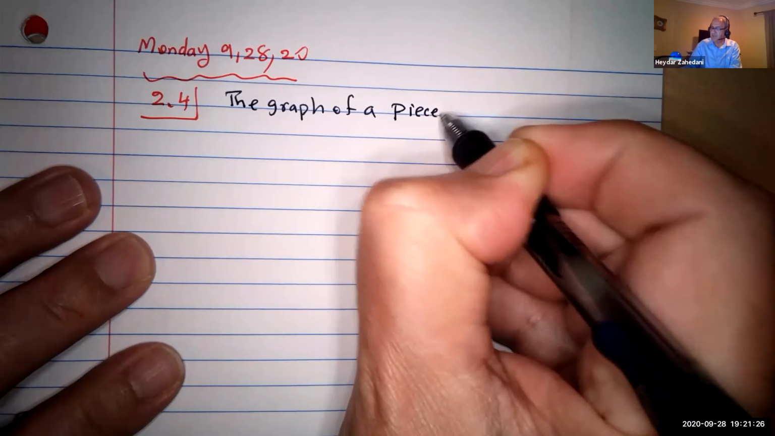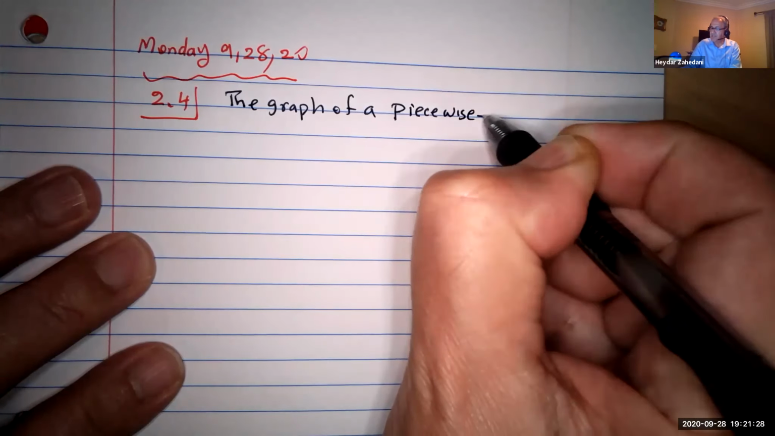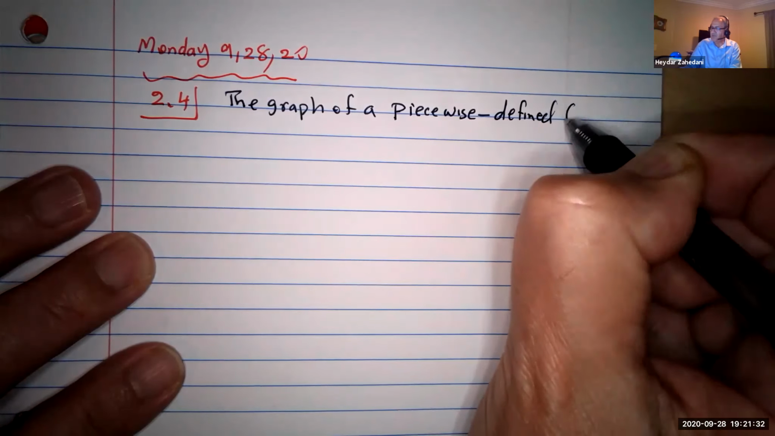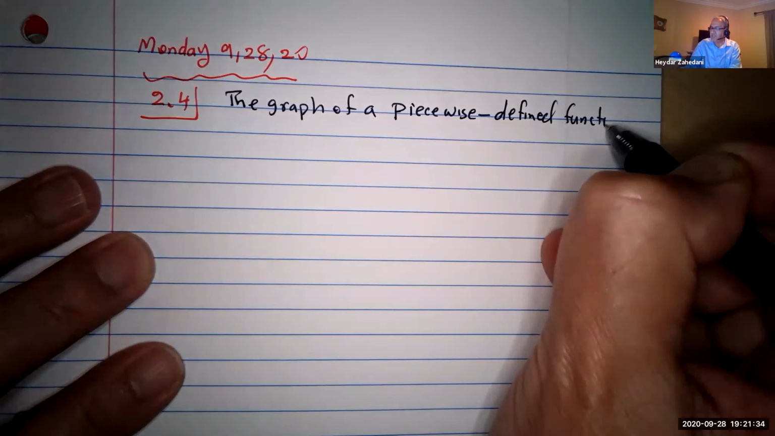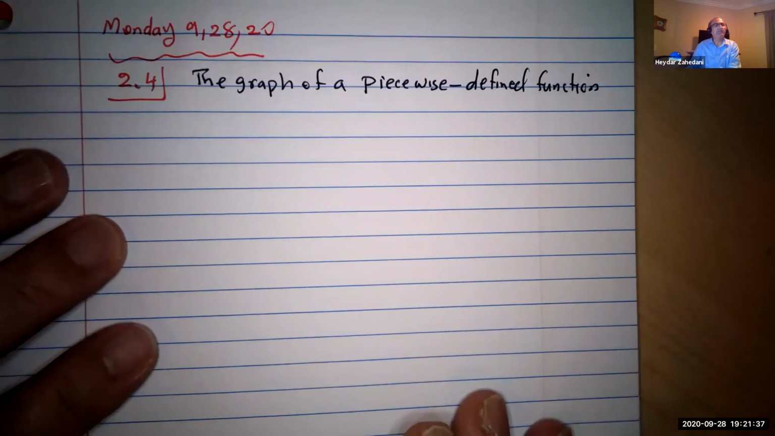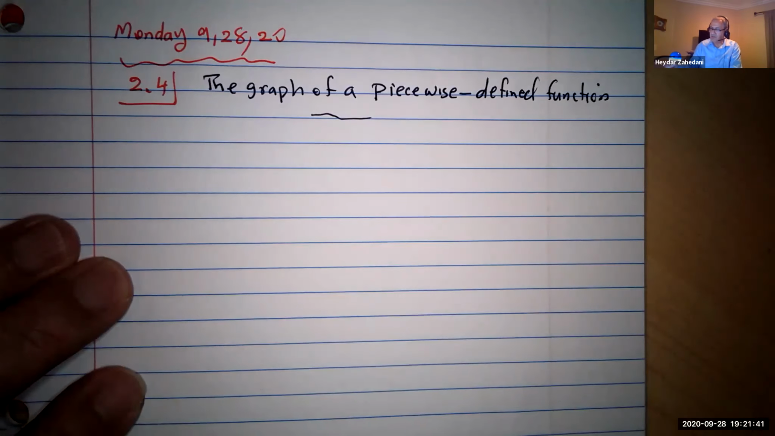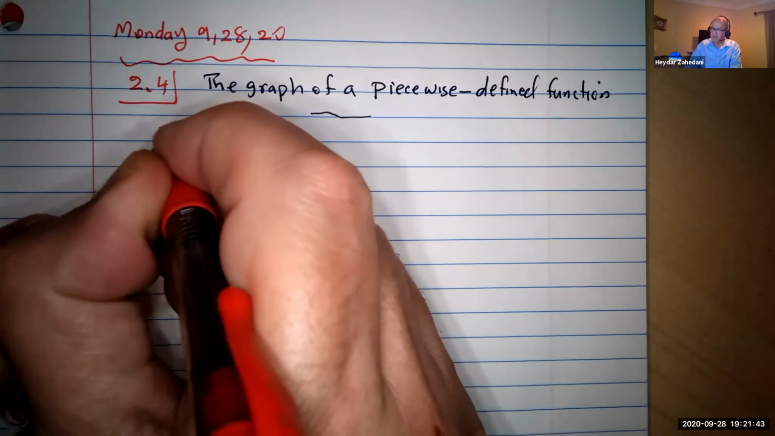Okay, this is it, piecewise defined function. You get one question on this on your next quiz and the test. And there are going to be two possibilities for this graph. So this is going to be the example.